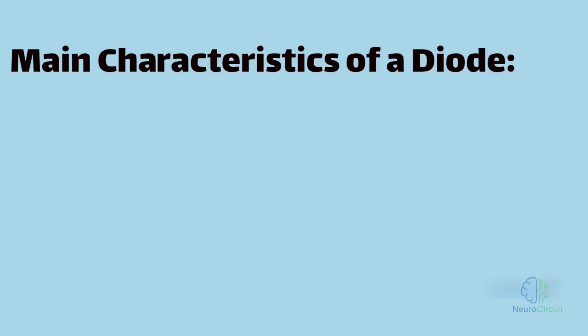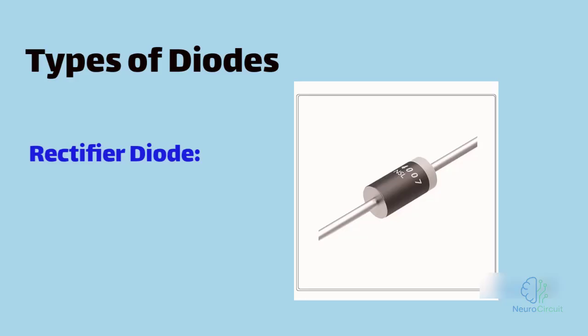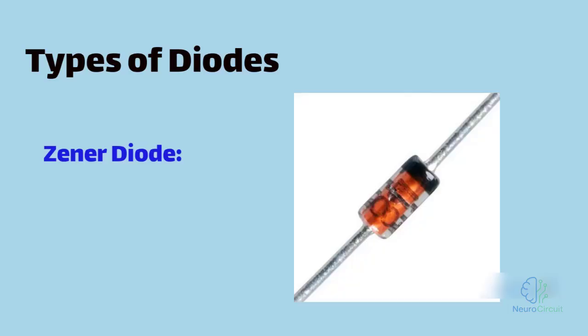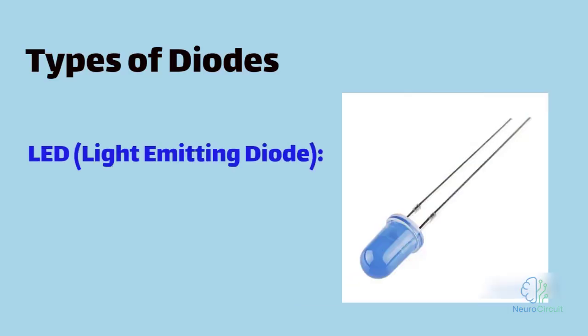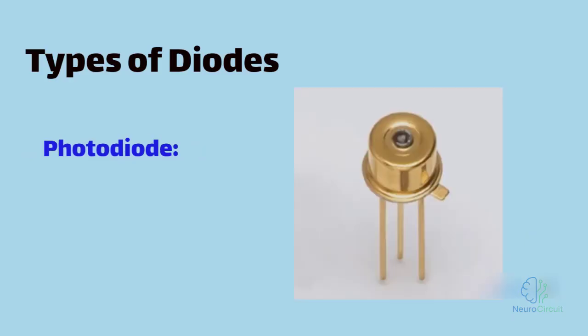We have types of diodes that I will introduce in a nutshell. Rectifier diode, used to convert AC to DC. Zener diode, operates in reverse bias and is used for voltage regulation. LED, or light emitting diode, used for light emission. Schottky diode has lower forward bias voltage and faster switching times. Photodiode conducts current when exposed to light.